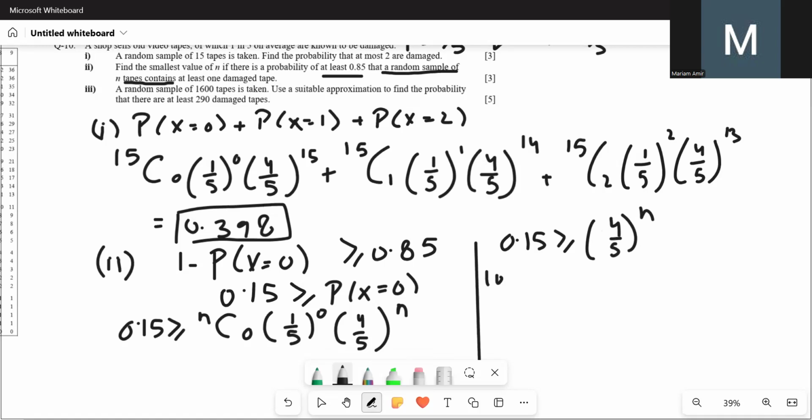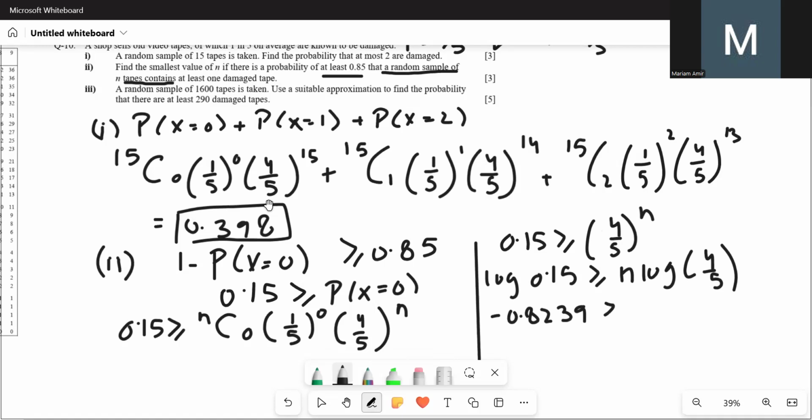So I'm going to use log. You can take any base. I'm taking 10. 0.15 is greater than or equal to n log 4 over 5. You could take log or ln or whatever base you want. Okay. So log 0.15 is a negative value. You need to be very careful about what you're dividing with, because if you divide with a negative value, you will flip the inequality sign.